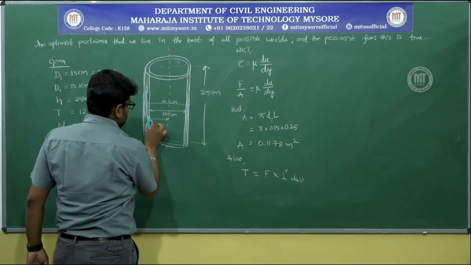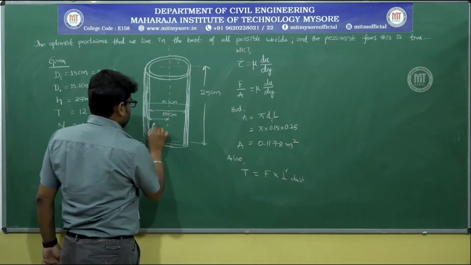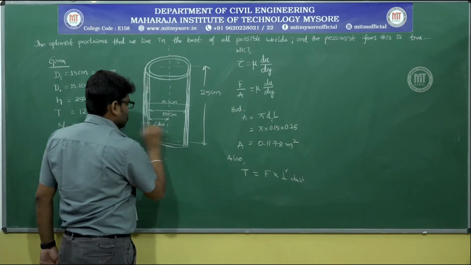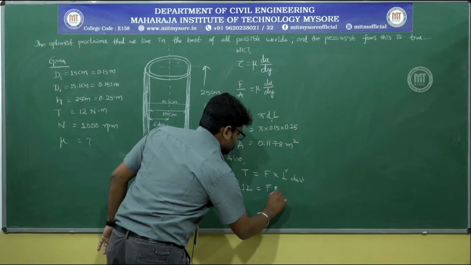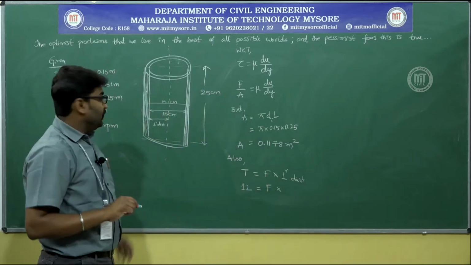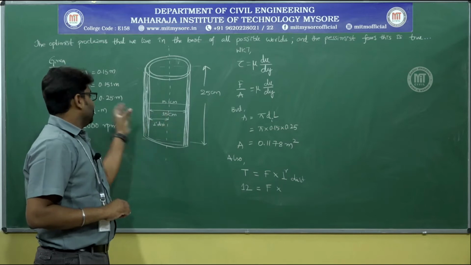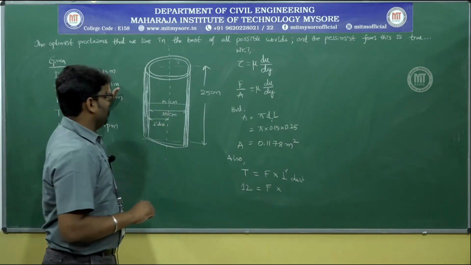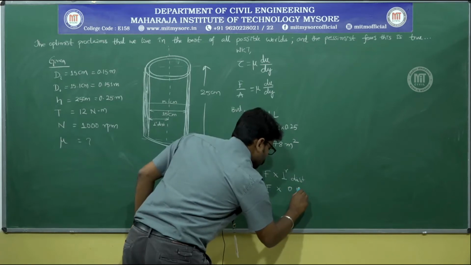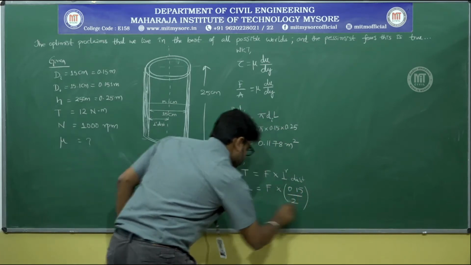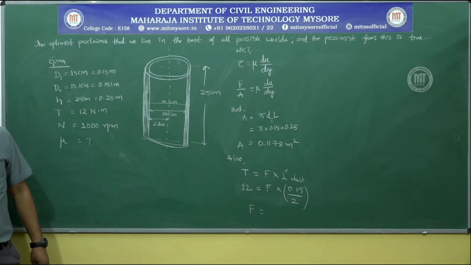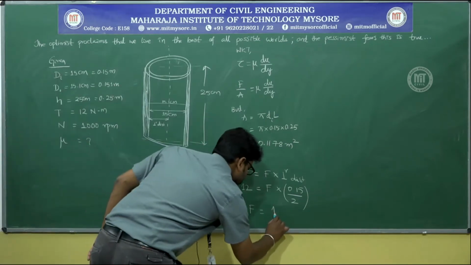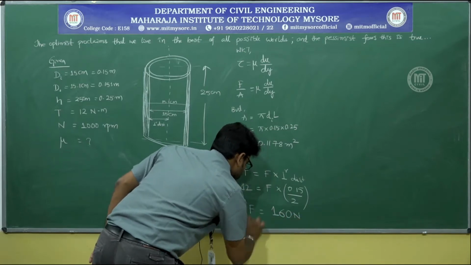What is this distance? It is nothing but this perpendicular distance. So, torque is given to be 12 Newton meter, and it equals force multiplied by perpendicular distance. So, how much is this? 15 centimeter divided by 2, or in other terms 0.15 divided by 2, using which you can calculate what is F. F is nothing but 160 Newton.